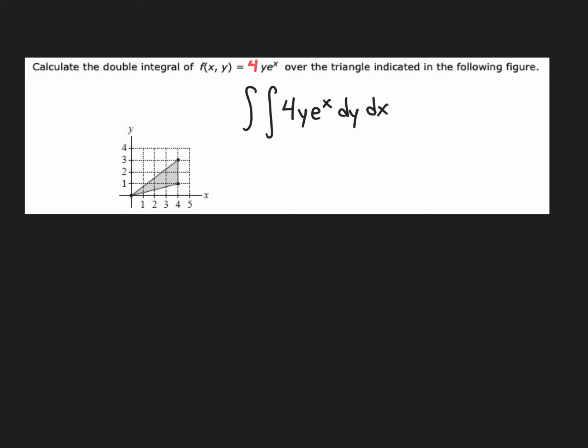In this video, we are going to compute the double integral of the function 4y e to the x over the triangle given in the picture that you see on your screen. I haven't set up the integral officially, but I have made one selection so far. I've decided to integrate the inner integral with respect to y.